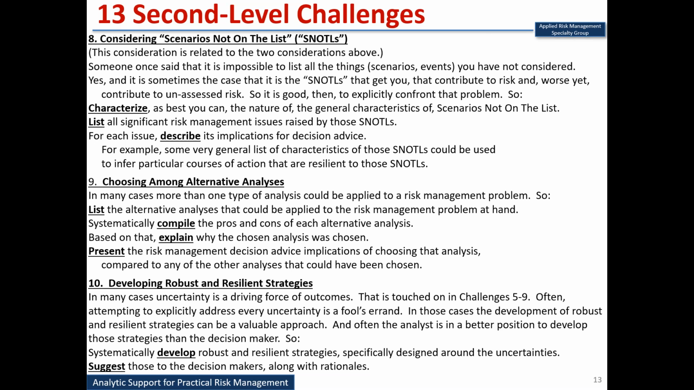Now, the 10th one is a little tricky: develop robust and resilient strategies. I've alluded to that in the scenarios not on the list. Oh, wait a minute. Typically, I don't know.